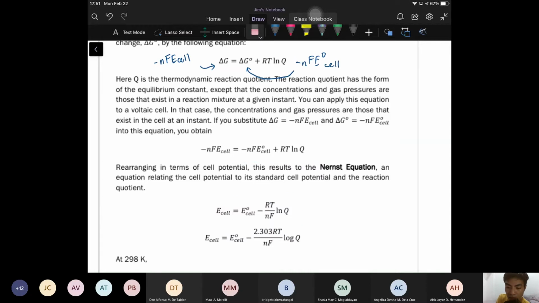Okay, so ito yung equation na ito na yung last equation ninyong mamahalin. Okay, so again, ano yung kwento ng equation na to? This tells us about the relationship of the concentration with the cell potential. It could go up, it could go down. Yung E-cell pwede tumaas, pwede bumaba, depending on the concentration of your substances.